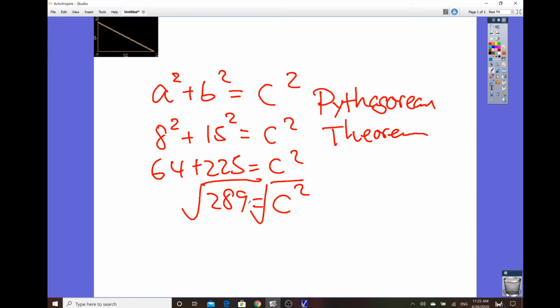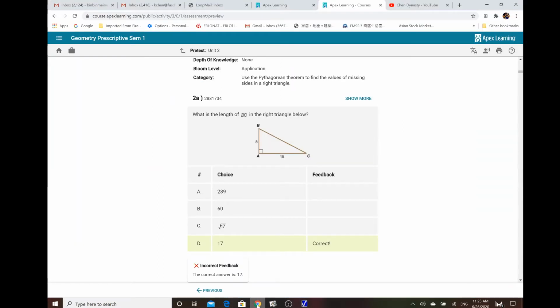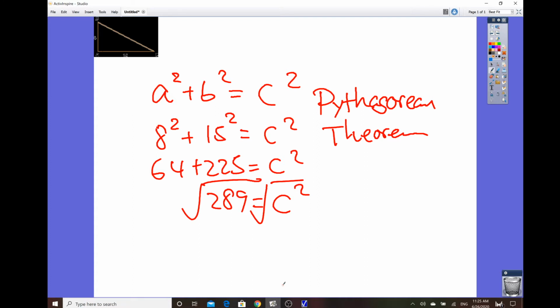Going back to the selection, what we got here: the square root of 289 is a perfect square number. So just take the perfect square, which is 17, because 17 times 17 is 289. Okay, now let's move on to the next one.